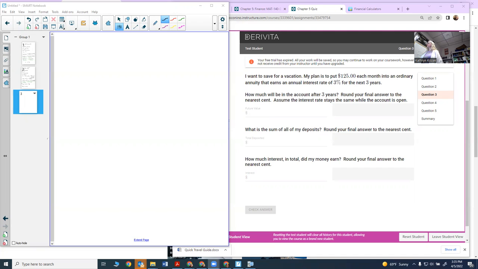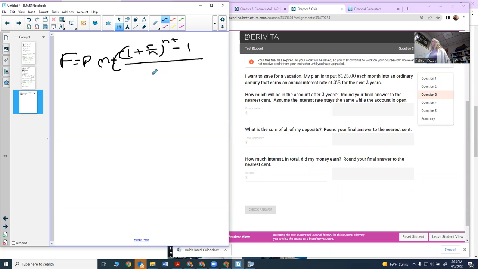So I'm going to go into the book and look up the savings formula. I find from my book that the savings formula is that the future value is equal to the payment times 1 plus R over N to the NT, minus 1, all over R over N.